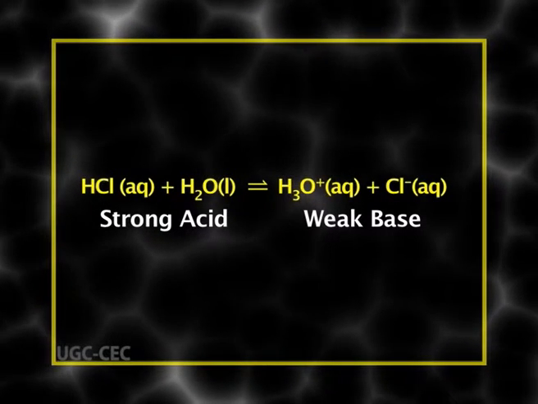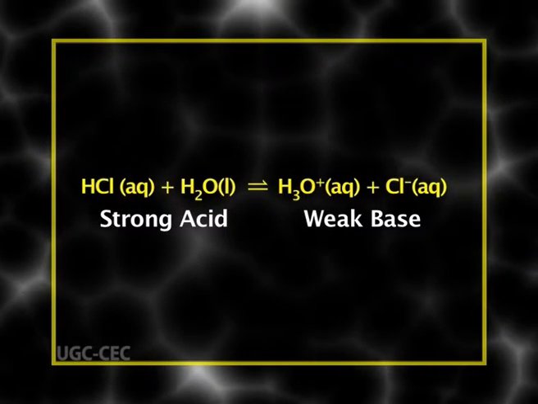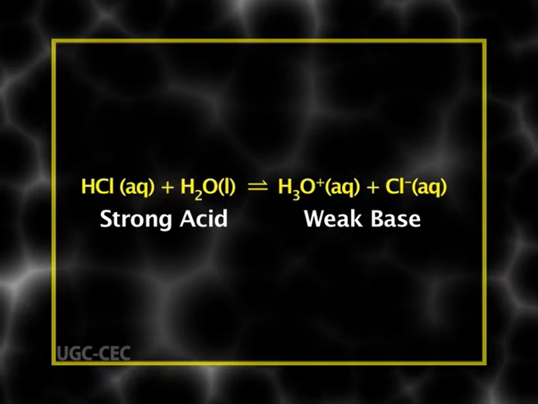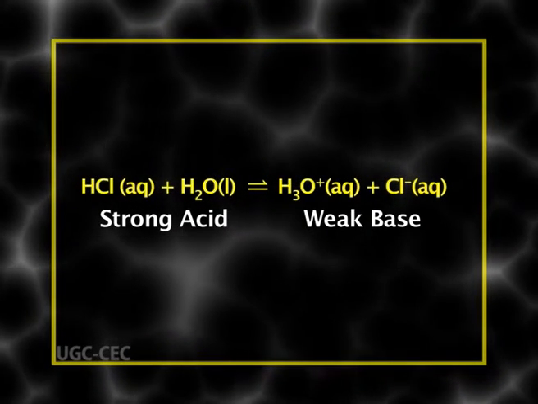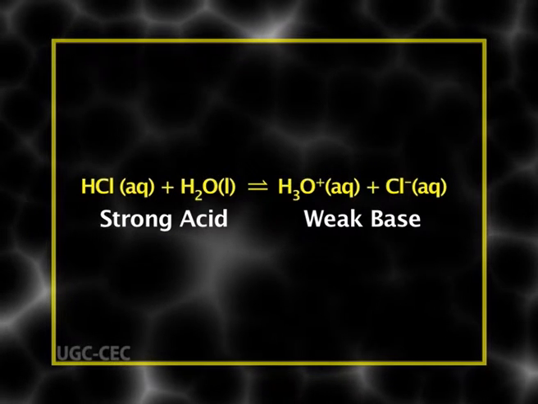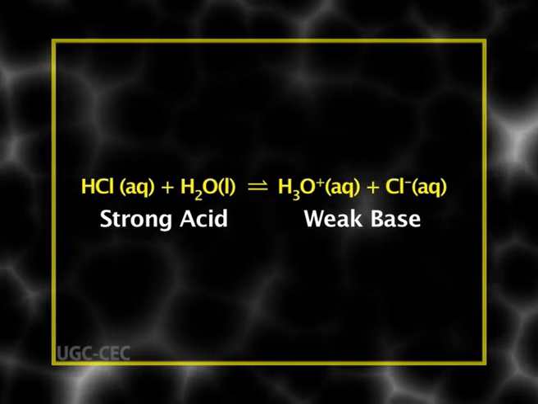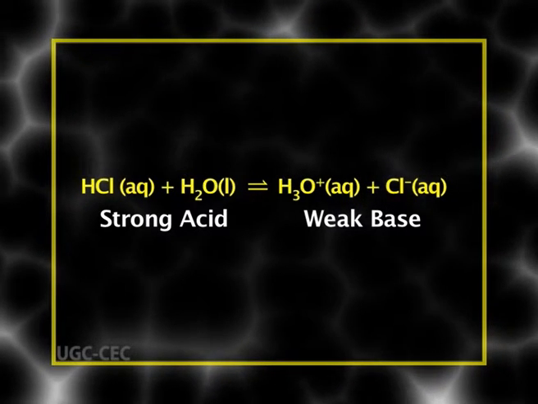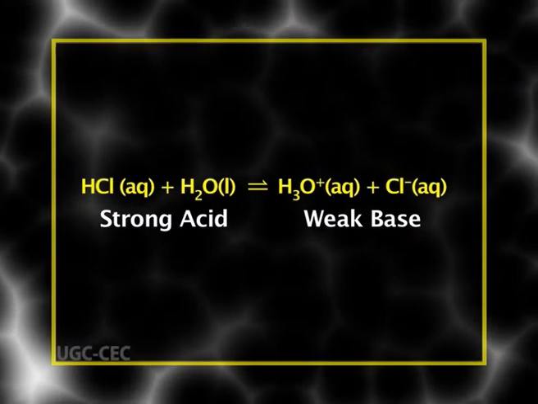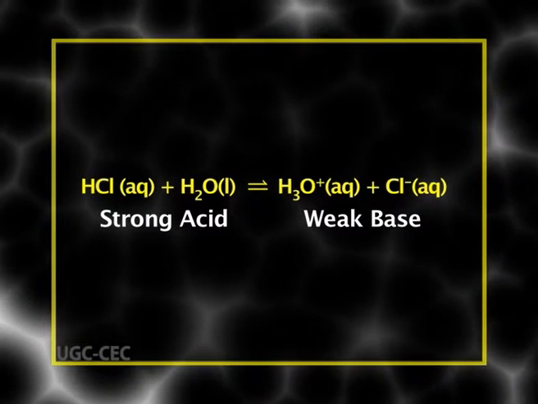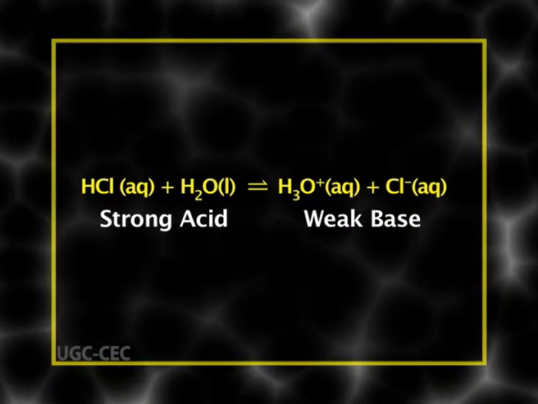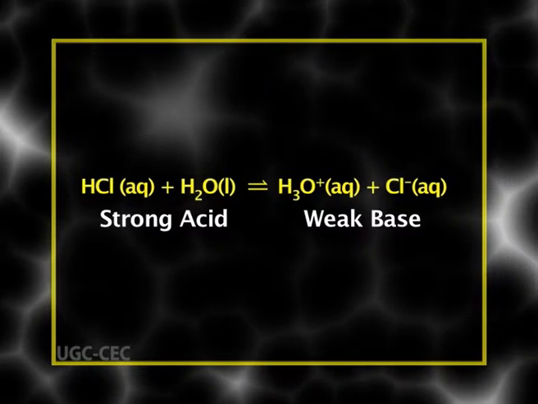We may show the chemical equation: hydrochloric acid HCl aqueous reacts with water H2O liquid and it generates H3O positive aqueous plus chloride ions Cl negative aqueous. HCl, a strong acid, donates a proton to water and generates chloride, which is a weak base. On the other hand, the conjugate base of a weak acid is a strong base.